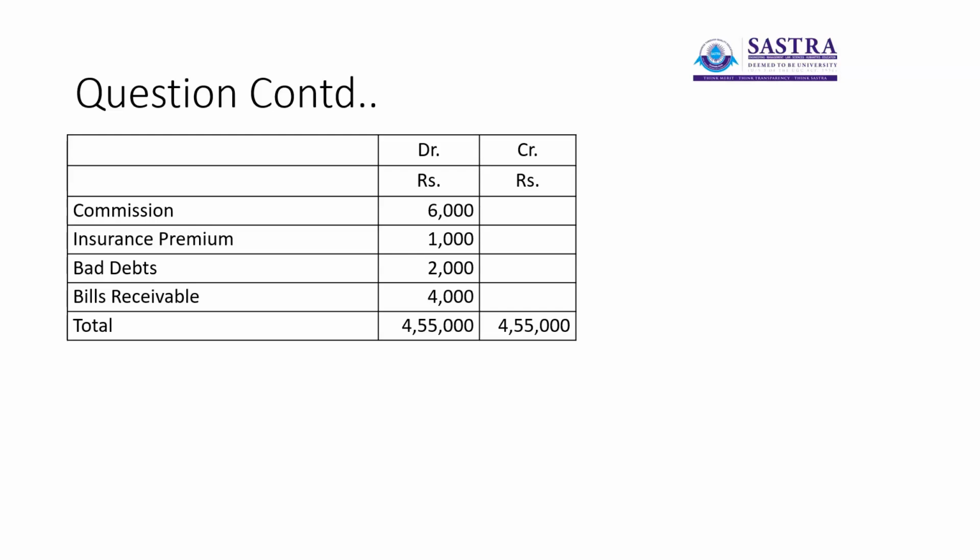Commission, if it is given in debit side, it is P&L account debit item. Insurance premium also P&L account debit. Bad debts is a loss, P&L debit. Bills receivable, again asset to be shown on the balance sheet. Then total of the trial balance is given.